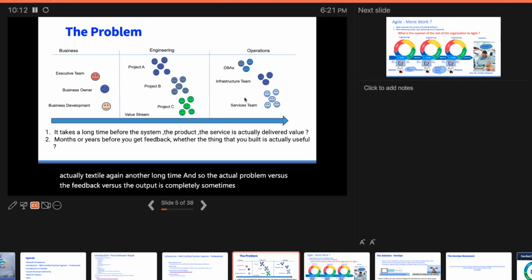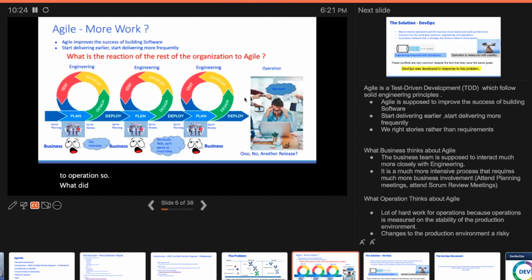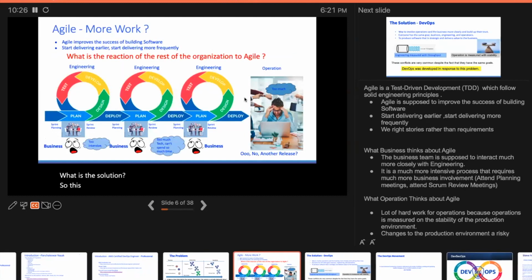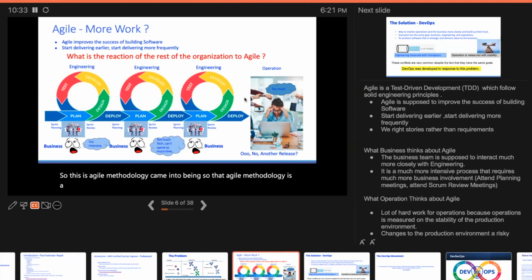And these are some of the actual problems with this approach, where the business has the idea, they give it to engineering, and after finishing the product, they give it to operation. So what is the solution? This is how Agile methodology came into being. You know that Agile methodology is a very test-driven framework, and it is very robust. And now also people use it, with a lot of benefits.